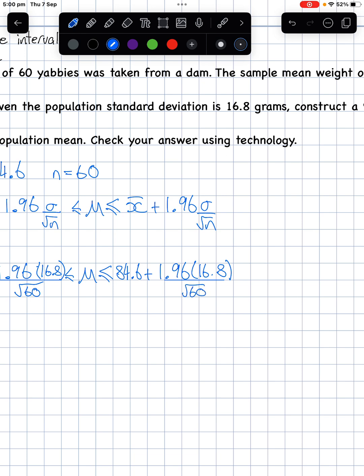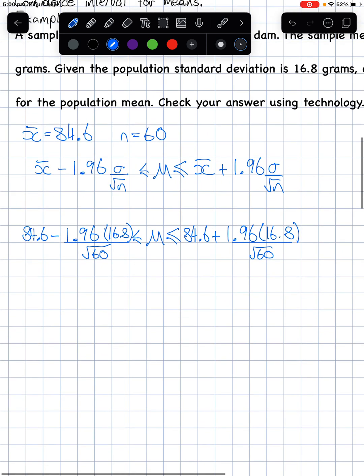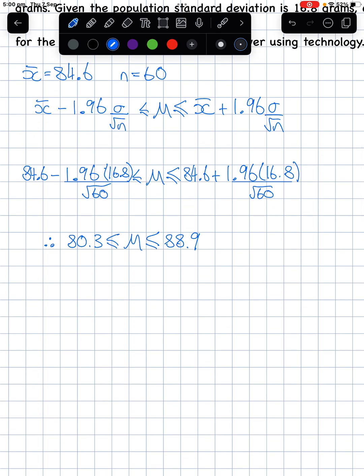Okay, so we've got that all there, and then we put this in our calculator and we get a confidence interval of 80.3 less than or equal to the mean, less than or equal to 88.9. The text has a statement here that we are 95% confident the population mean weight of yabbies lies between these two values.